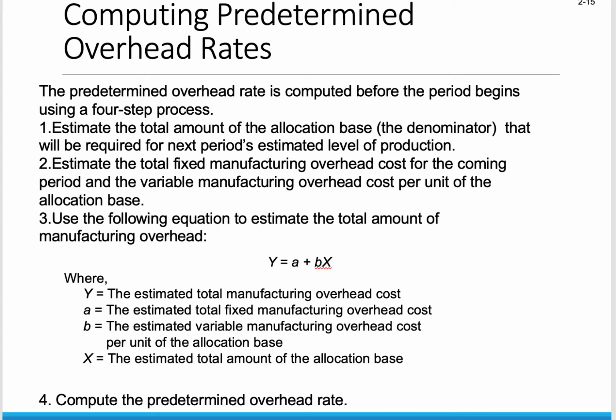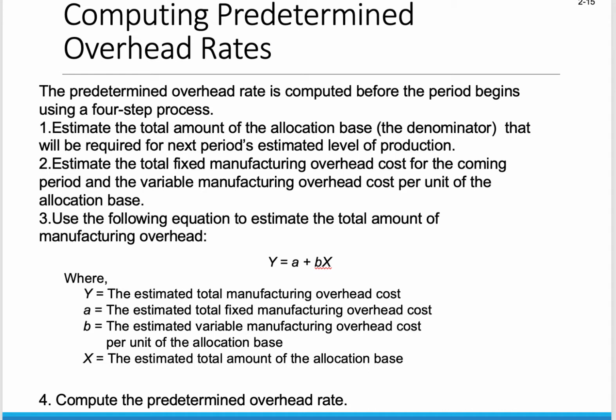The second thing you need to do is figure out what our total manufacturing overhead is. In order to do that, we need to do 2 things. First, or 2A if you're looking at the slide, we need to estimate the total fixed overhead cost. We also need to guesstimate the total variable manufacturing overhead cost per unit. Now when I say per unit, I mean per unit of the allocation base.